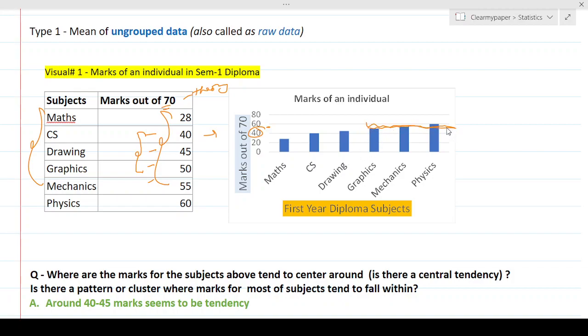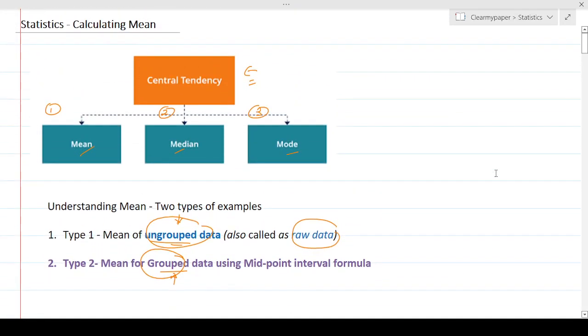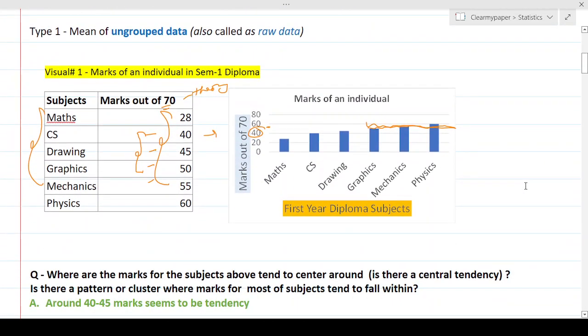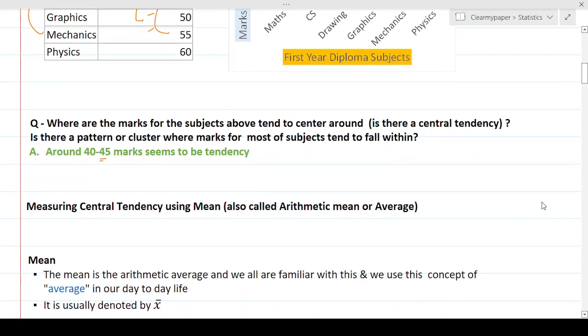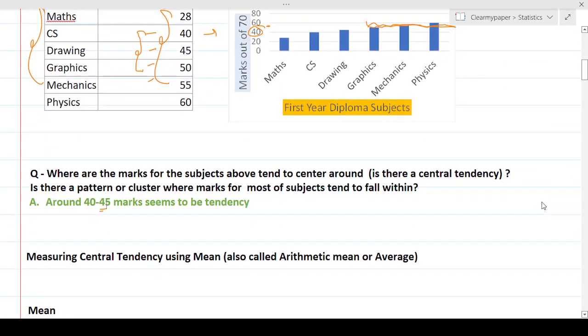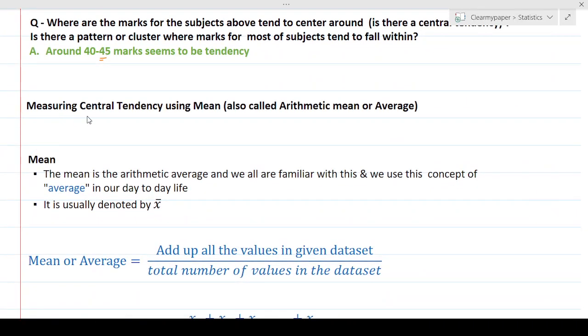So we got this central tendency, and now we need to know what a mean is. We do know that there is a cluster where the marks tend to be scattered around, but what is that exact one value or one measure which is the centermost point, which will define the central tendency? What is the value of that? That's what we are trying to calculate in this video. The ballpark estimate we already have is 40 to 45 marks, but what is that exact value? We don't want a range, we want a specific value. And calculating that value is nothing but measuring central tendency using mean.